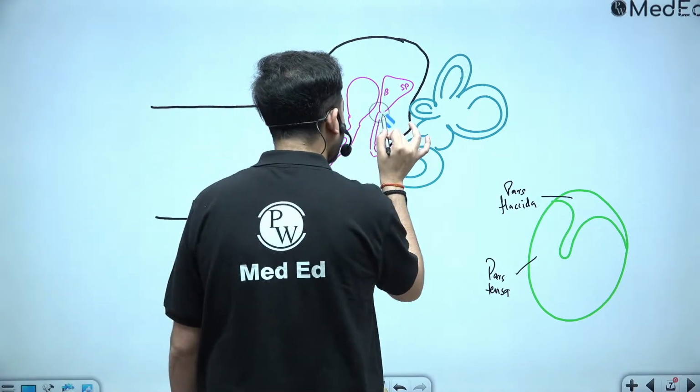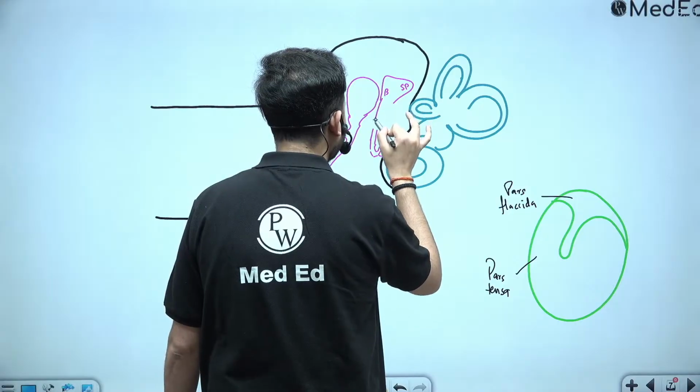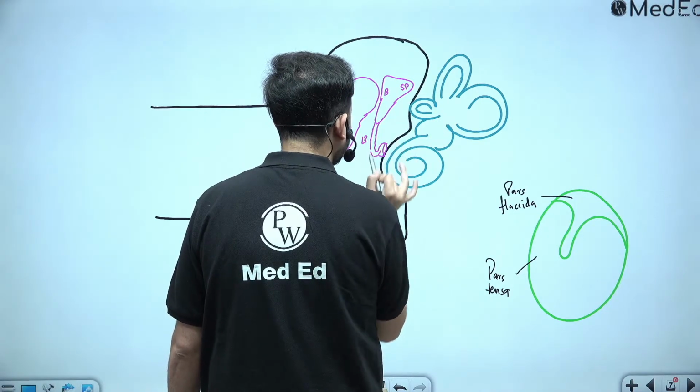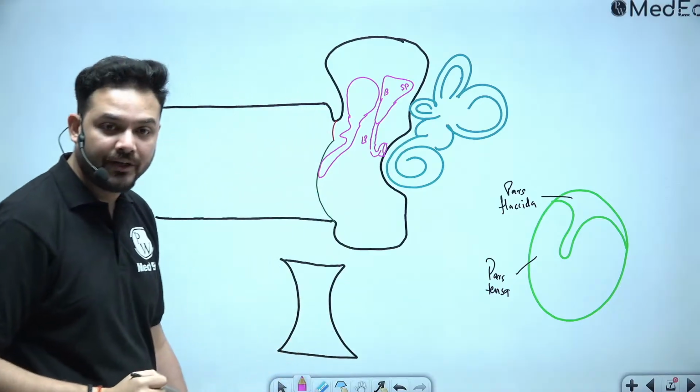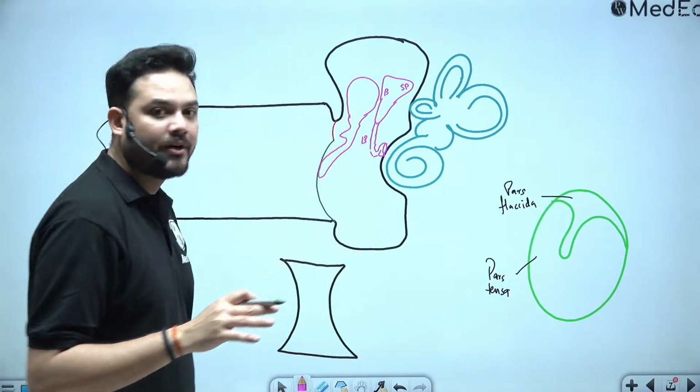Let me just make it a little more proper here, a little bit bigger. So this is your incus. Okay? And it comes down with the long process. This is the long process of incus, and this is the stapes, which is opening in your inner ear compartment. Okay, so far so good. Now we have got these three ossicles, okay?